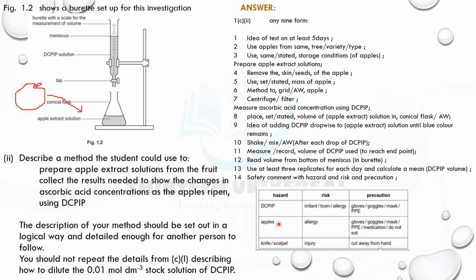Then safety. For this safety measure, identify your hazard: DCPIP, or an apple or knife injury, so cut away from your hand. These are hazards; the risk is what they could do to you, for example an allergy. So state maybe one of them. All right, guys, my marks.